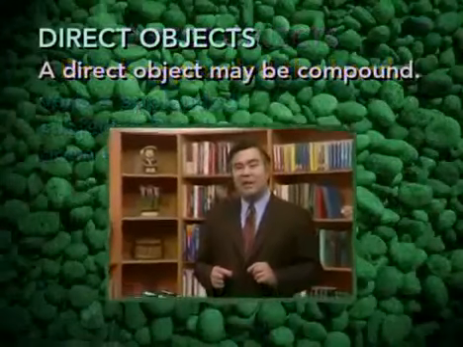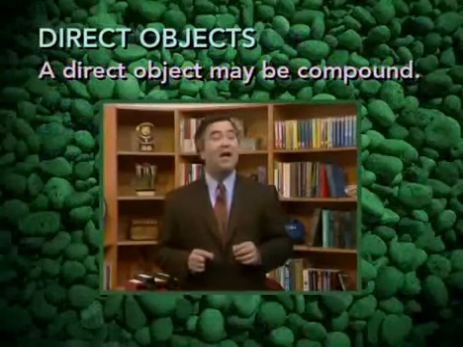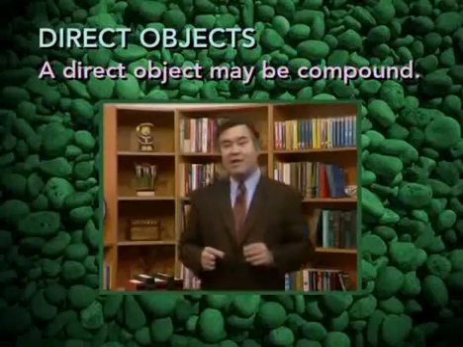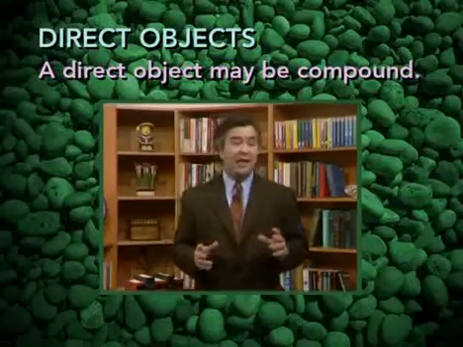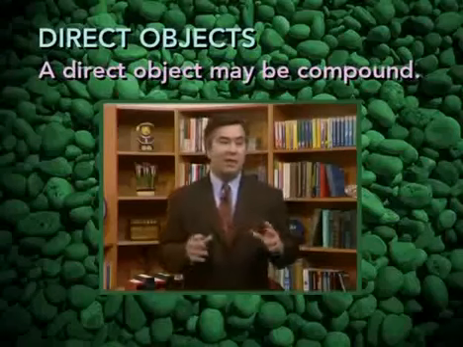One more thing to realize about direct objects, they may be compound. We've already seen in this series that both subjects and verbs may be compound. That is, more than one word may be part of the subject and the verb, and the two or more subjects or verbs would then be joined by a coordinating conjunction, such as and. The same can be done with direct objects. That is, one sentence, one verb, may have more than one direct object, and the two or more direct objects would be joined by a coordinating conjunction, such as and.